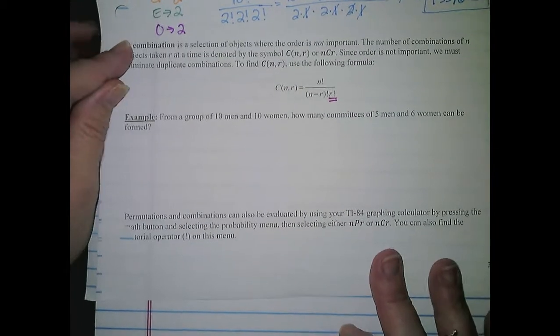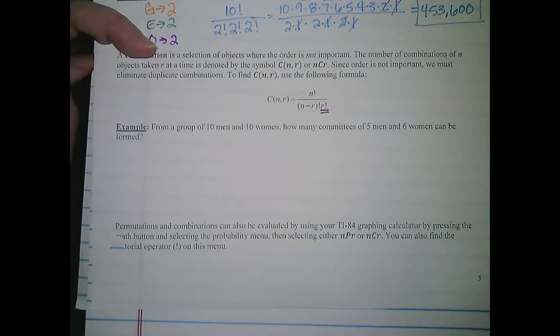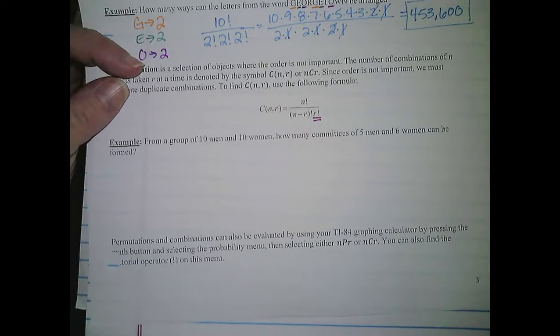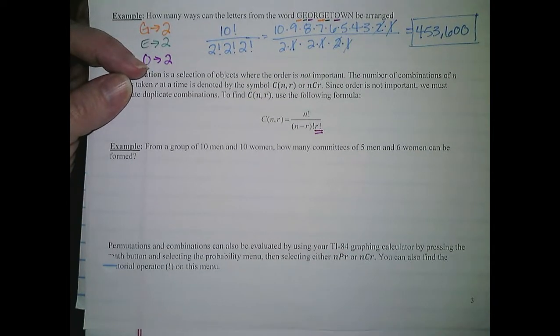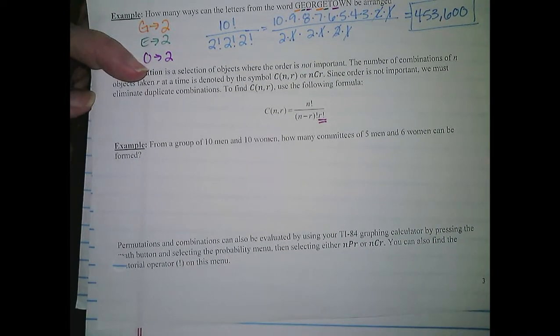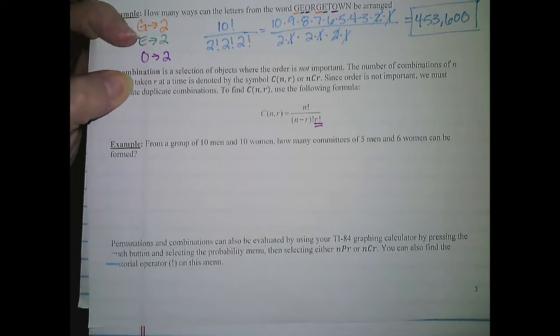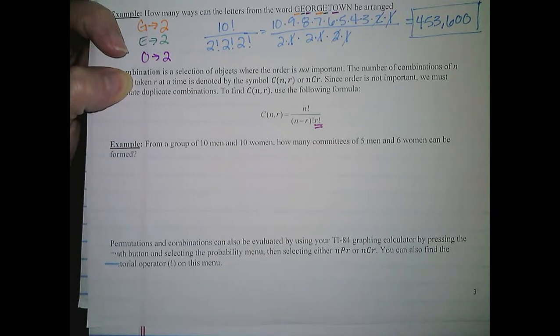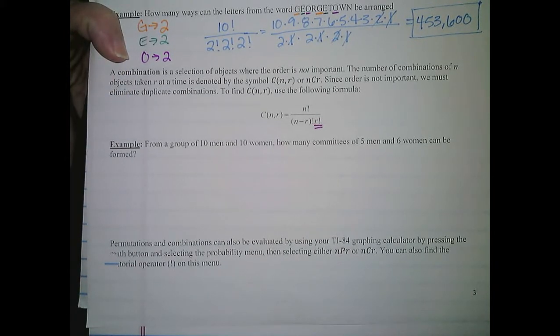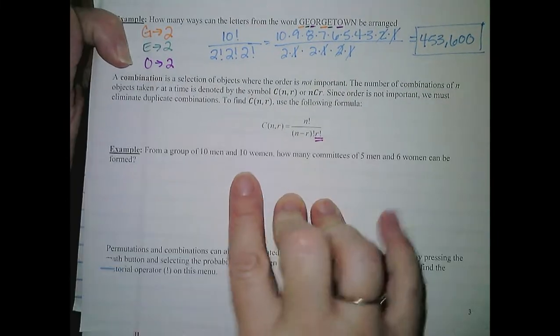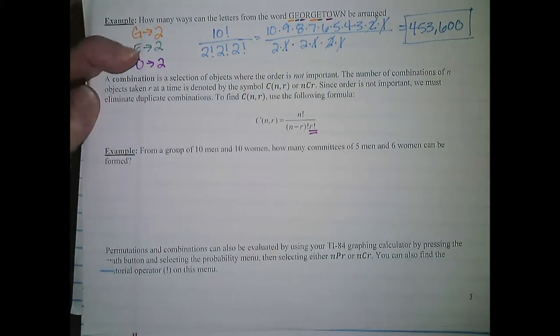So in this next example, it says that from a group of 10 men and 10 women, how many committees of 5 men and 6 women can be formed? So again, we're talking about groups. We have 10 men. We're going to choose 5 of those men to be on the committee. It doesn't matter what order those men are selected. So whether you're the first man selected for the committee or the 5th man selected for the committee, you're going to be on the committee. The same for the women, except we're going to select 6 of the women to be on the committee.